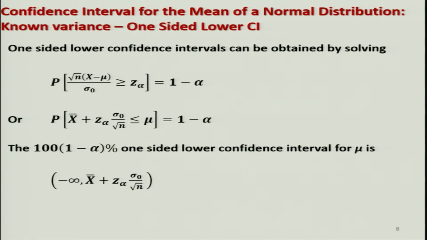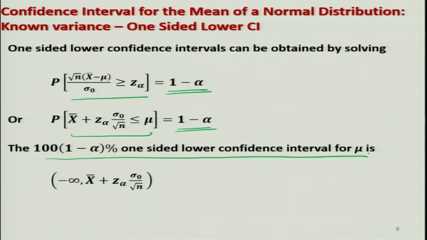And similarly, if you want to find the one sided lower confidence interval for mu, this can be obtained by solving that square root of n times (x bar minus mu) divided by sigma 0 is greater than or equal to z alpha, and the probability of such an event is 1 minus alpha. If you simply solve it, this gives mu is less than or equal to x bar plus z alpha sigma 0 divided by square root of n, and the probability of such an event is 1 minus alpha. So, I can say that the 100(1 minus alpha)% one sided lower confidence interval for mu is minus infinity to x bar plus z alpha sigma 0 divided by square root of n.